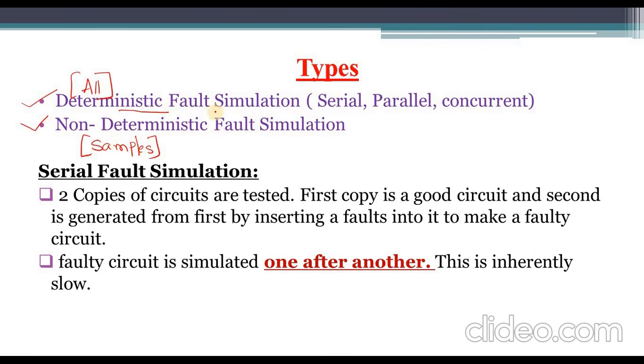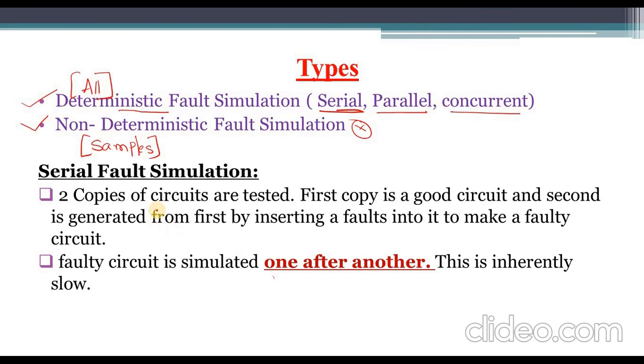Deterministic fault simulation is divided into serial fault simulation, parallel fault simulation and concurrent fault simulation. In non-deterministic fault simulation, we don't have any classification. So let's see serial fault simulation. In serial fault simulation, we simulate one after another. This is somewhat slow, because it is simulated one after another.